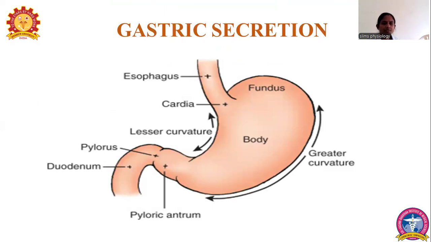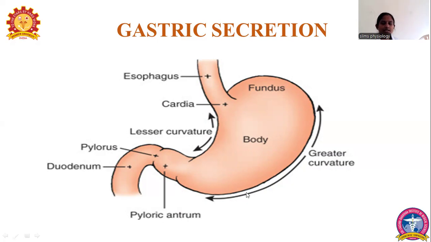These are the different parts of the stomach, the function and anatomy. This is the esophagus. The lower end is connected to the stomach. In between them, there is a sphincter, which is the lower esophageal sphincter. This is the cardiac end of the stomach. This is the fundus of the stomach, which is dome shaped and present on the upper part of the stomach.